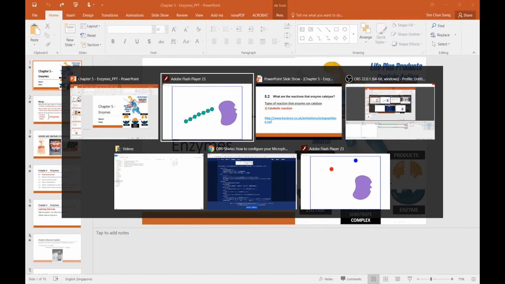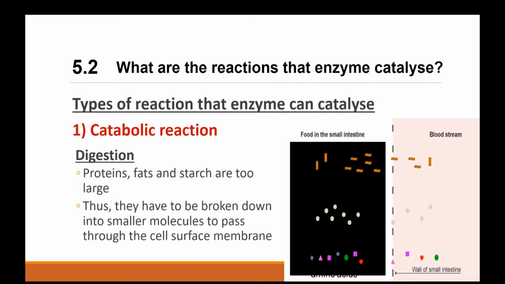Now back to the notes. Some examples of catabolic reactions will be digestion. You have large molecules like proteins, fats, and starch. Because they are too big, they cannot be absorbed into your body, they cannot pass through your partially permeable membrane. You have to break them apart before they can go into the blood.